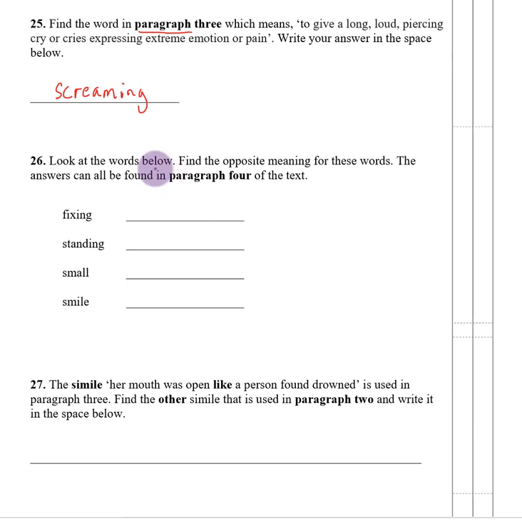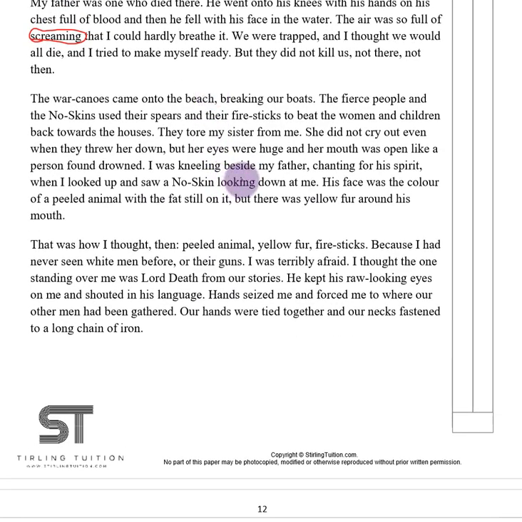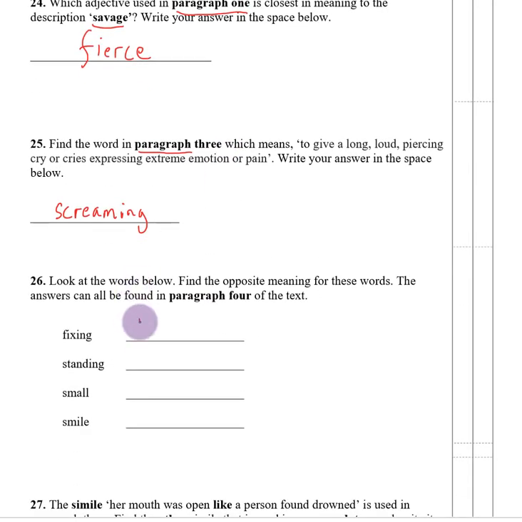Number 26. Look at the words below. Find the opposite meanings for these words. The answers can all be found in paragraph 4 of the text. So we're looking at fixing, standing, small and smile. Let's do fixing first. In paragraph 4, the opposite of fixing would be breaking. If you're fixing something, the opposite would be to break it. So breaking.